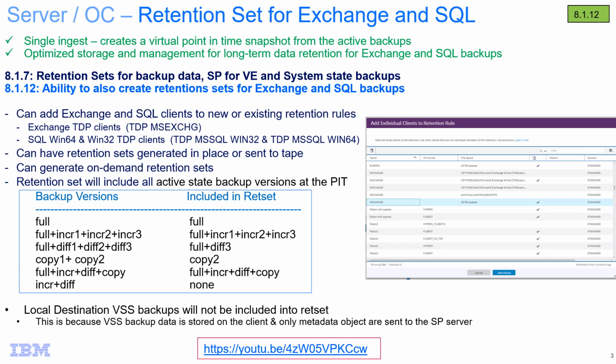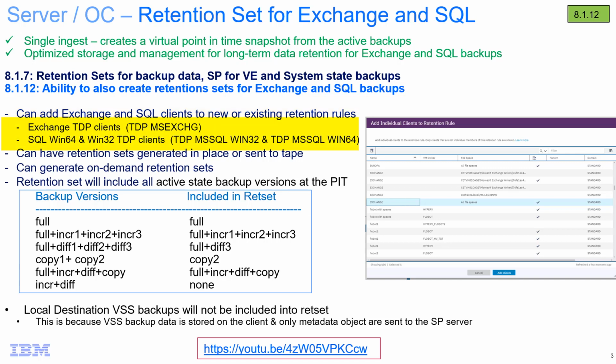We introduced these retention sets back in version 8.1.7, and they were originally for our file system backup data, our Spectrum Protect for VE and system state backups. In this release, what's new is the ability to do retention sets for Exchange and SQL backups. So you'll now be able to add the Exchange and SQL clients to either new or existing retention rules.